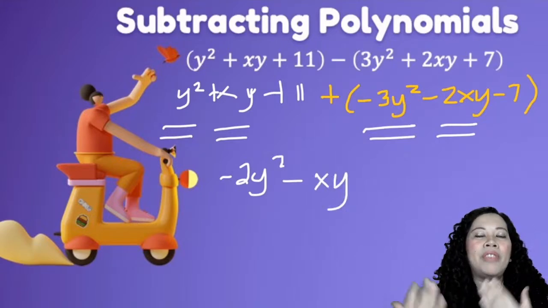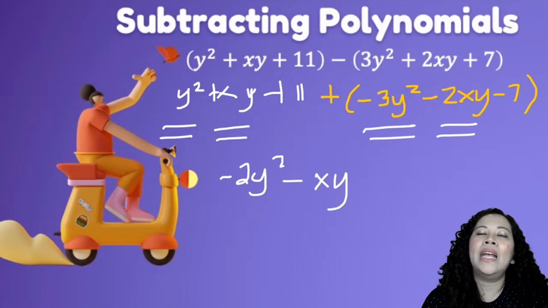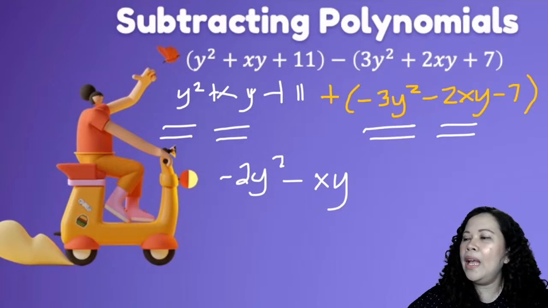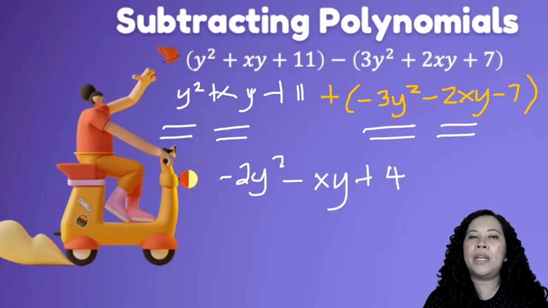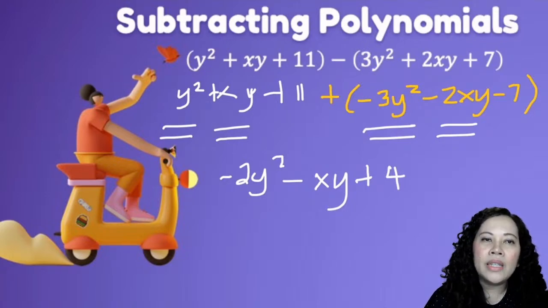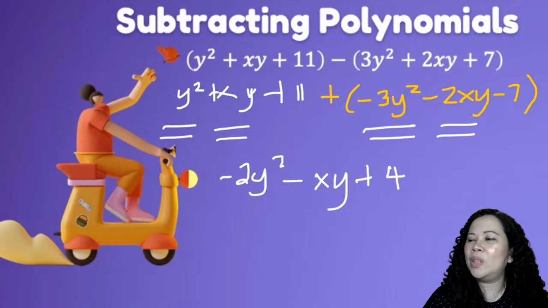Okay? And then we have 11 plus negative 7. Different signs, we subtract. 11 minus 7 is 4. Okay? And then you have plus sign, therefore that is plus 4. Okay, because 11 is a bigger number and it's positive, so it will be plus 4. Therefore, y squared plus xy plus 11 minus 3y squared plus 2xy plus 7 is negative 2y squared minus xy plus 4. Okay?